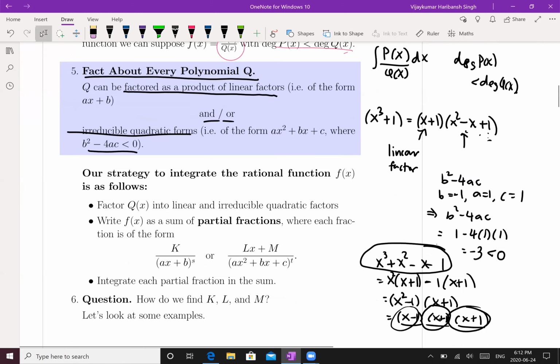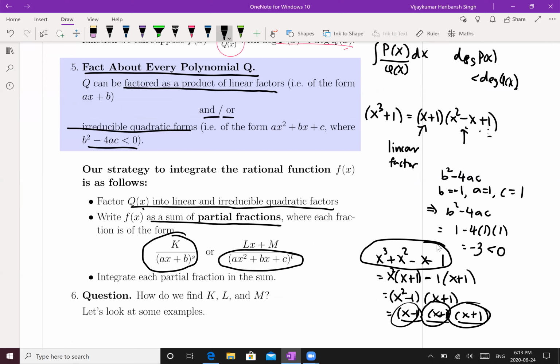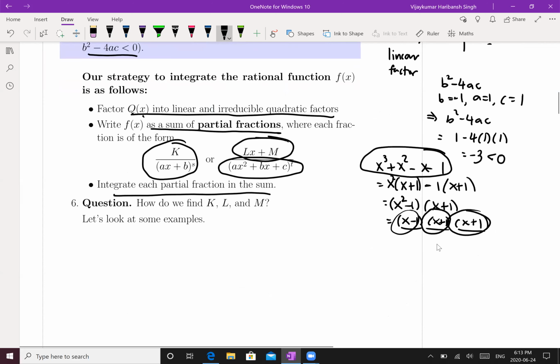So what does this have to do with our integration techniques? So our strategy is as follows. We'll factor q of x into linear and quadratic factors. We will write f of x as a sum of partial fractions, where each fraction is of the form k times (ax plus b) to the power s, or if the denominator is an irreducible quadratic factor, it will be (ax squared plus bx plus c) to the power t, and in the numerator we have lx plus m. Okay, and then we'll integrate each of these partial fractions. So each of these terms are called partial fractions. So let's look at a few examples and then we'll revisit this theory.